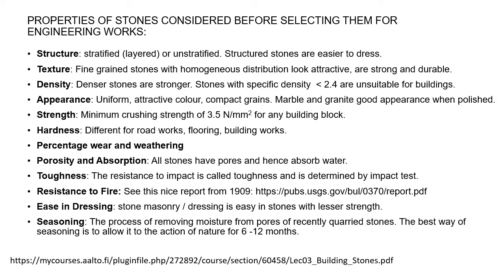To go from a rock or any other geological material to a stone, which is a rock that is used by humans for specific purposes, these geological materials need to have specific properties, and these properties can often be measured by tests. These properties include the structure, texture, density, appearance, strength, hardness, percentage wear and weathering, porosity and absorption, toughness, resistance to fire, ease in dressing, and the seasoning of the rock.